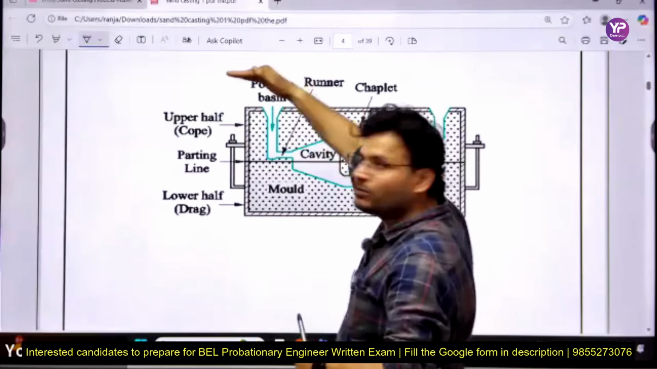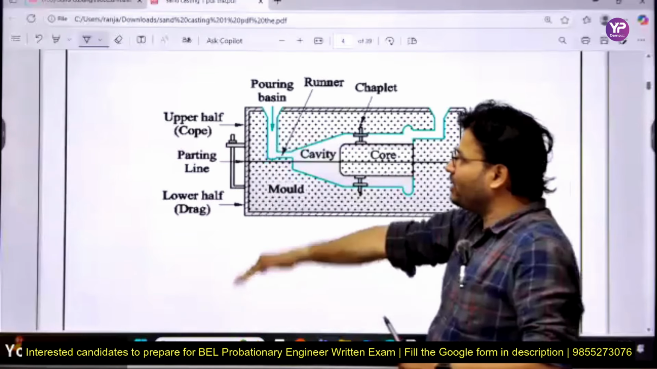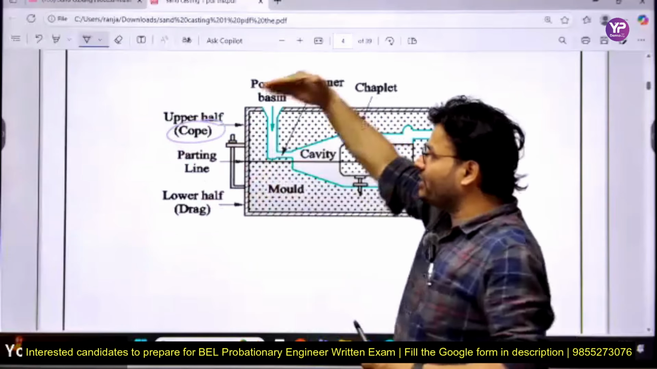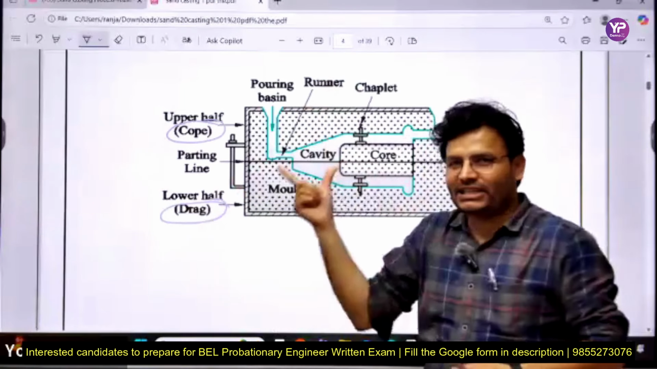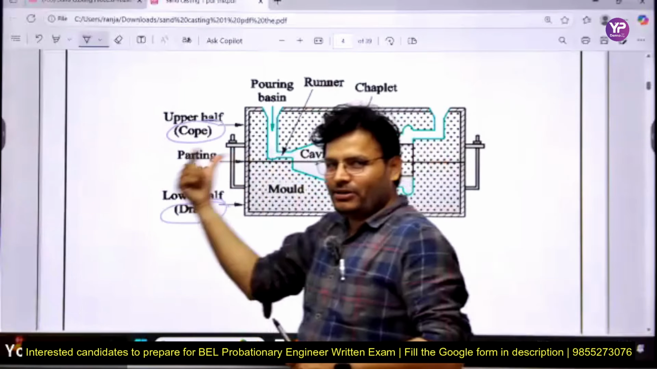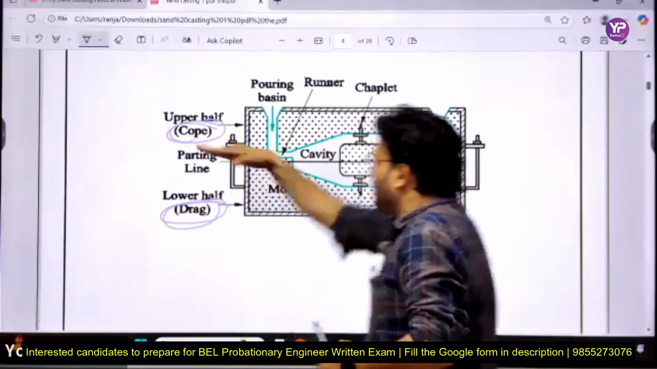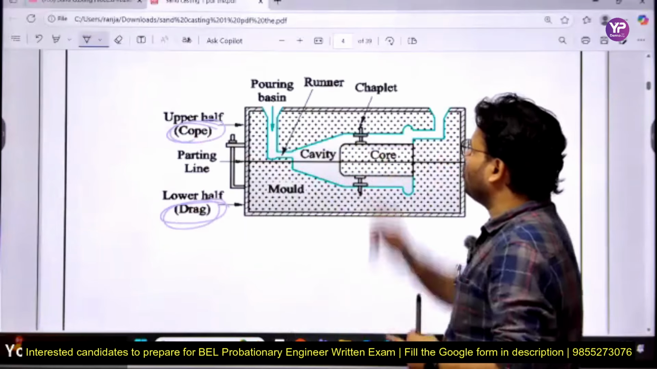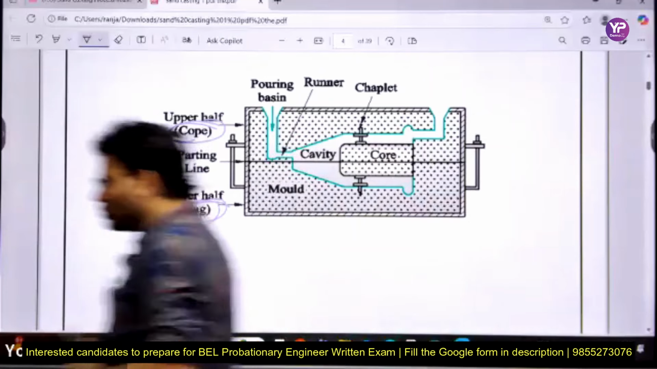This is the upper half of the flask, and this is the lower half. The upper half is always called cope, and the lower half is called drag. You have seen this in the video that I played at the start of the session. In between is the parting line, and this is the core, this is the cavity, runner, and this is called chaplet. What is going to be asked?